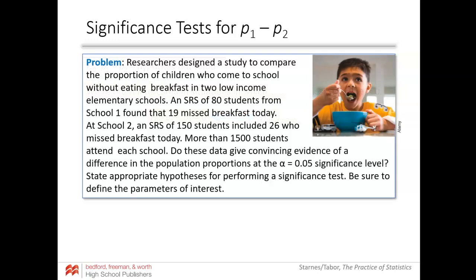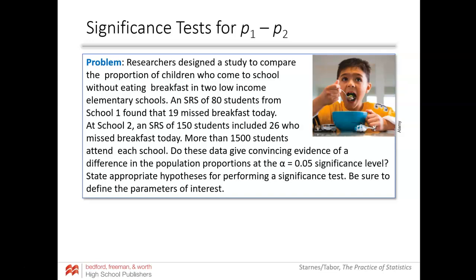We have an example about students who come to school without eating breakfast. So they have some data from two low-income elementary schools. We have a simple random sample of 80 students from one school, found that 19 missed breakfast today. And at school 2, a simple random sample of 150 students had 26 who missed breakfast.